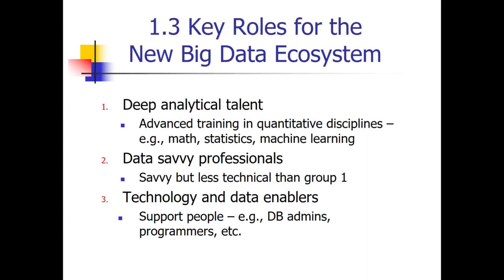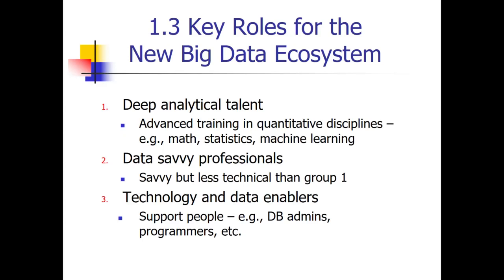So as I said earlier, these are the particular people. Deep analytical talent is going to come into the picture. Skills in mathematics, statistics and machine learning are required for a person to become deep analytical talent. And data savvy professionals are less technical than group one. They do not have that much technical knowledge, but they need to have some data analytical knowledge. That is what we mean by data savvy professionals.